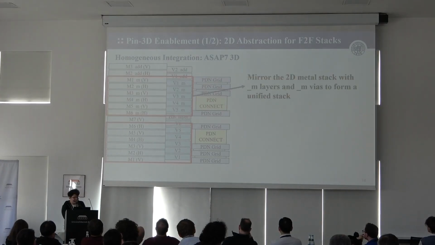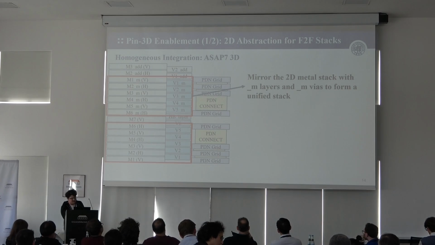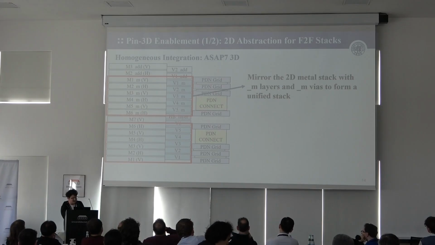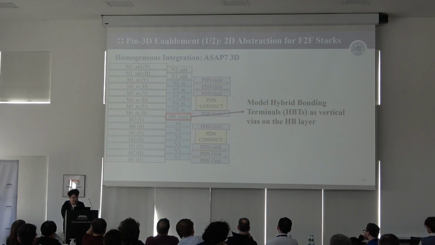We built a 2D abstraction for face-to-face stacks so that standard 2D tools can operate on the design. The key idea is to duplicate and align the two-tier routing stacks into one unified physical view. For cross-tier connectivity, we introduce an HB cut layer between the two tiers.